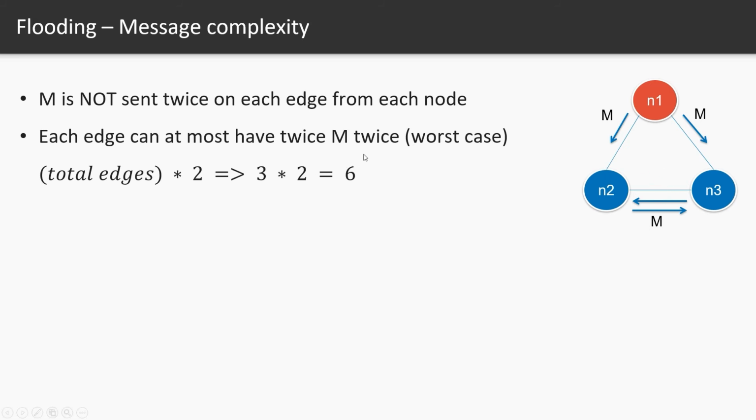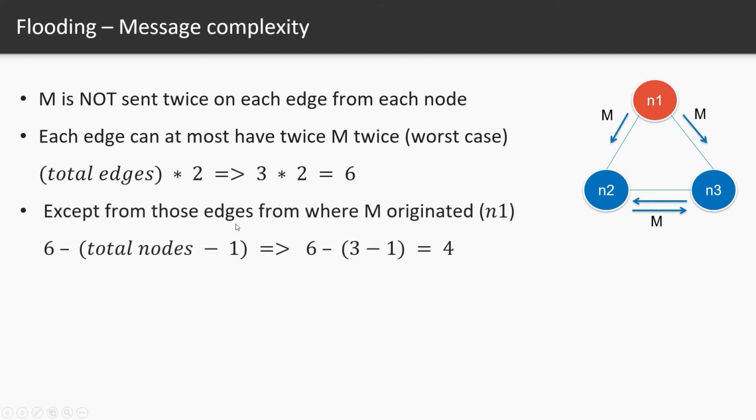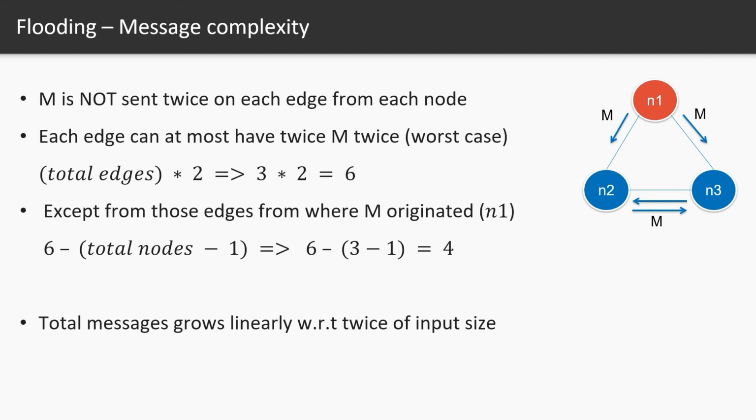So the total number of messages traveling in the network can be described as the total number of edges multiplied by 2, which gives us 6. Now we want to exclude all those edges from where the message originated. In this case, this edge and this edge. So 6 minus (total number of nodes minus 1) gives us 4. So we can conclude that by increasing the total number of nodes, the total number of messages increases linearly, twice the size of the network. So the message complexity is O(n^2).